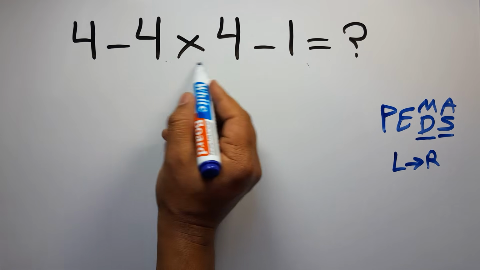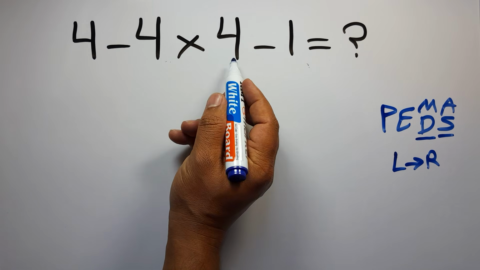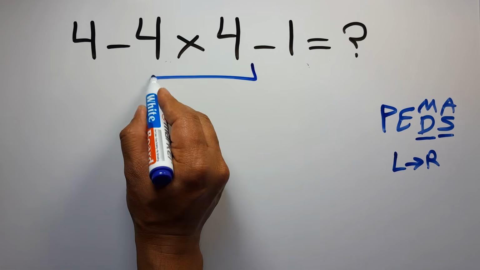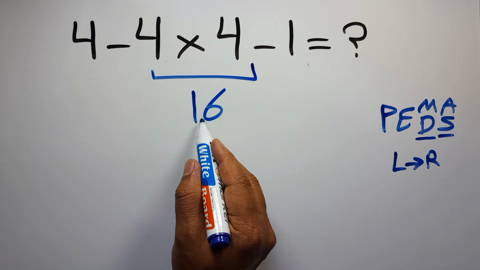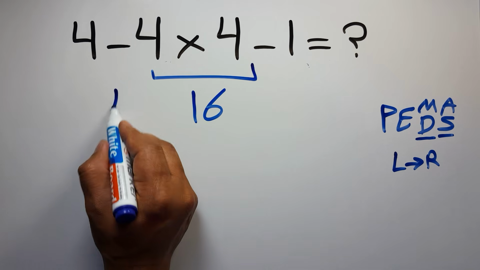So first we have to do this multiplication. 4 times 4 equals 16. So we have 4 minus 16 minus 1.